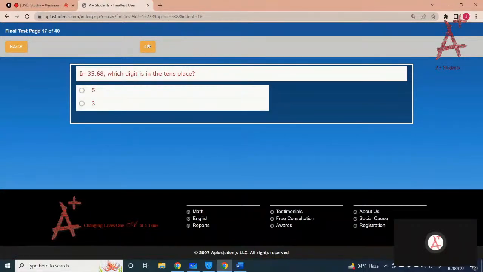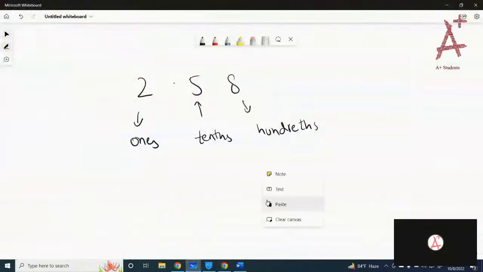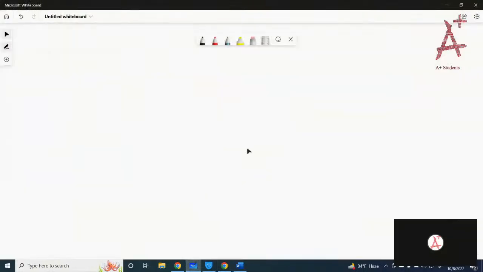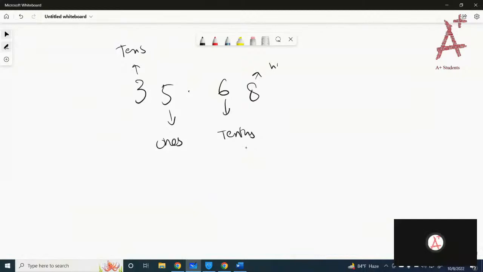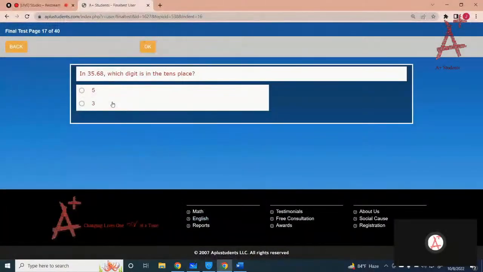Okay, in 35.68, which digit is at the tens place? So which one is at the tens place? 35.68. This is at the ones, this is at the tenths, 6 is at the tenths place, and 8 is at the hundredths place. Got it? So the digit that is at the tens place is 3. Got it? Select the correct option and click on the OK button.